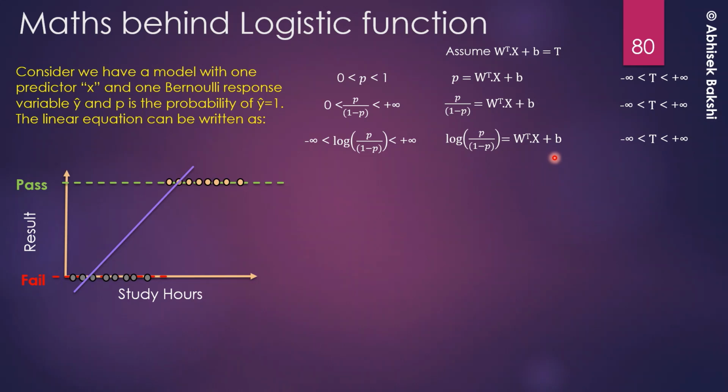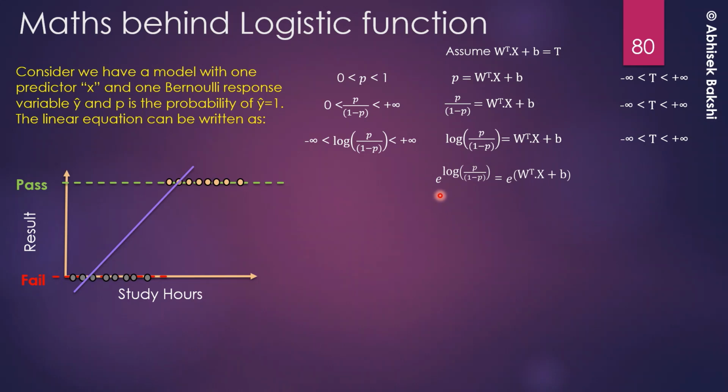Now here I have to nullify this log, as well as find out the value of p. So what is the simplest way? The simplest way is to apply the exponential. We all know that we can simply apply e to the power LHS equal to e to the power RHS, because now LHS equals RHS, based on their range, right?